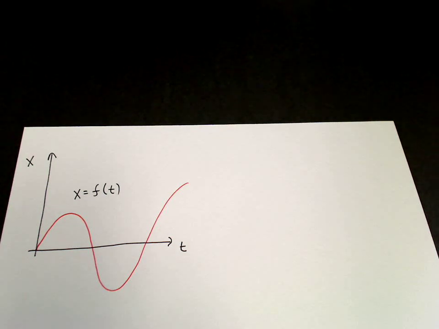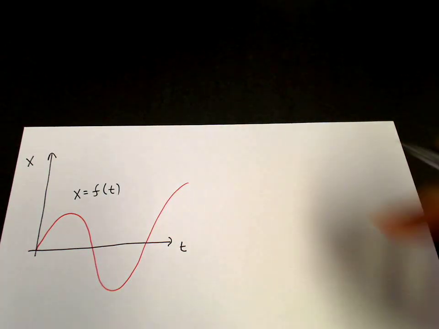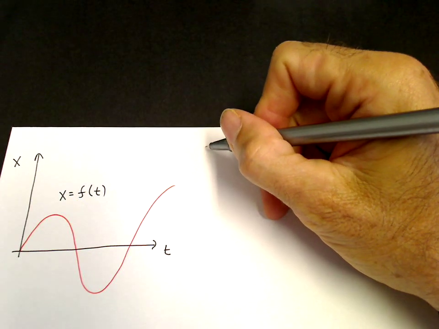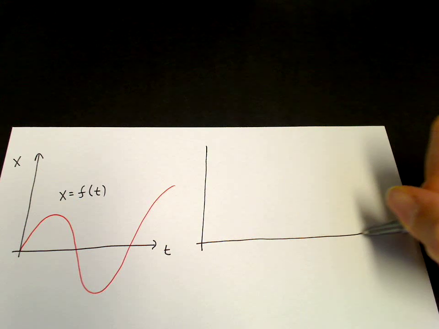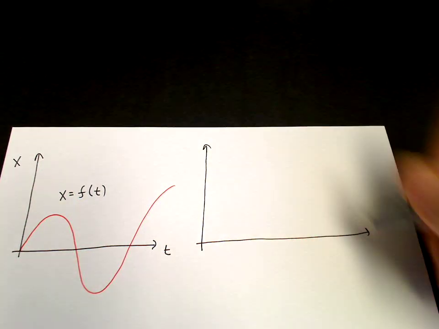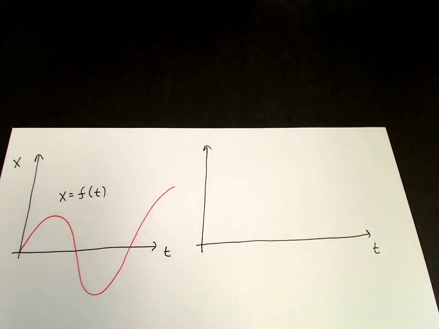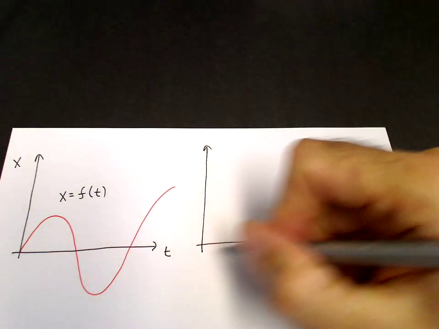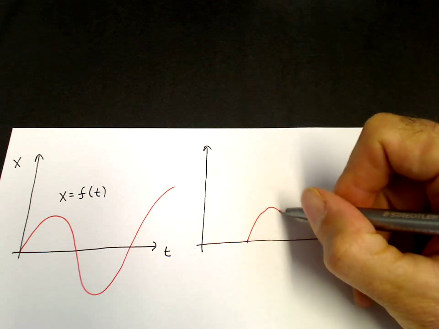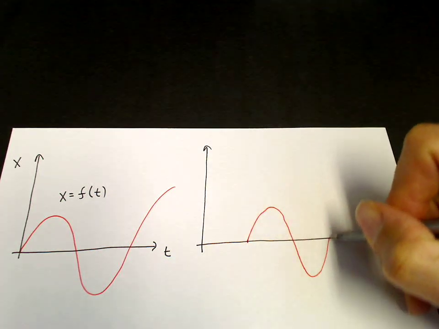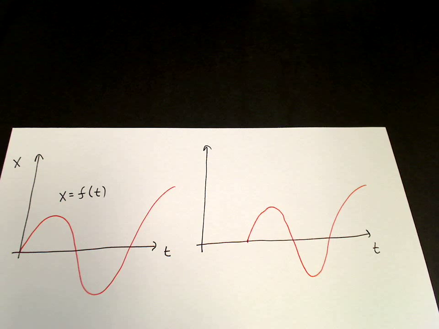And then we can translate this function a distance c. So let me draw that. So we can have a translation of this function. So rather than the function starting at t equals 0, it can start somewhere else here, and then it will be the same function, right? So moved.